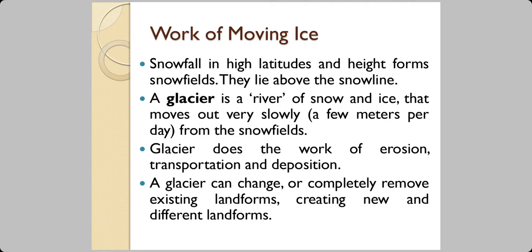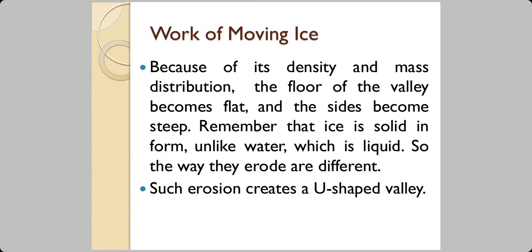A glacier does the work of erosion and transportation. All the three things, erosion, transportation, and deposition, are done by glaciers also. A glacier can change or completely remove existing landforms. It can also create new landforms or different landforms. Now, remember, here we are talking about ice, we are not talking about water. So, the distribution of density and mass is different in a solid, isn't it? So, when this ice is moving, the floor of the valley becomes flat and the sides become steep.